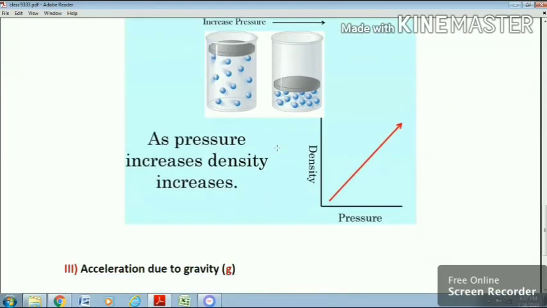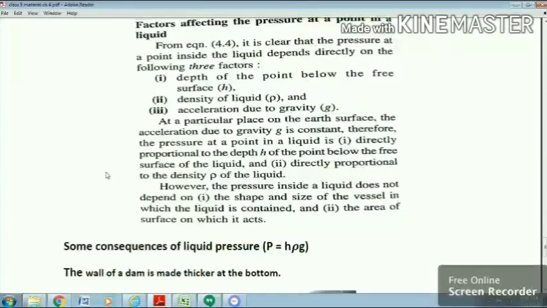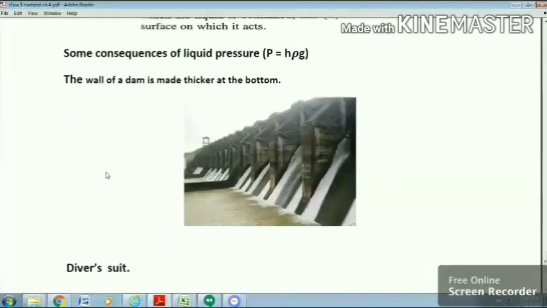Moving on to the next topic, some consequences of liquid pressure. There are many examples. The first is that the wall of a dam is made thicker at the bottom. As you can see in this diagram, the thickness of its wall increases from top towards the bottom.